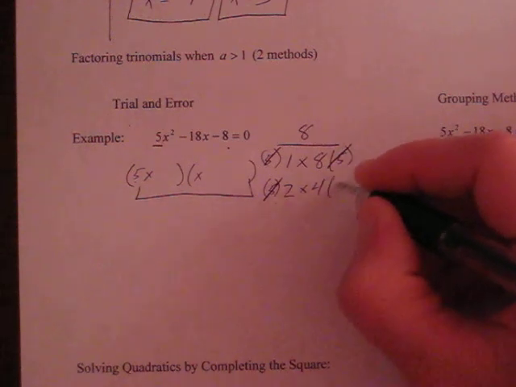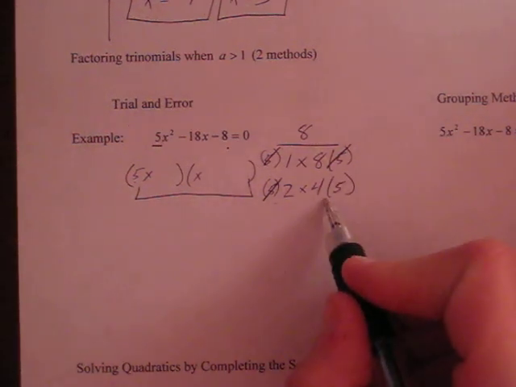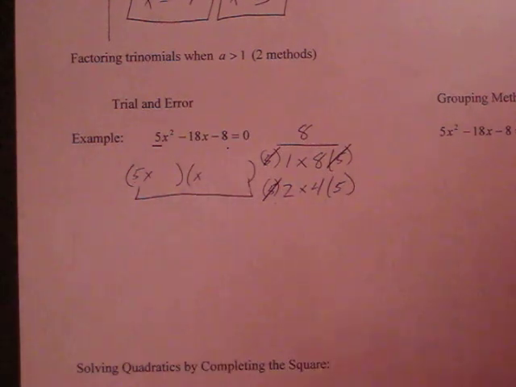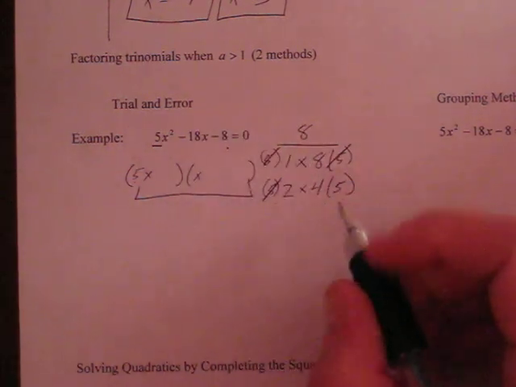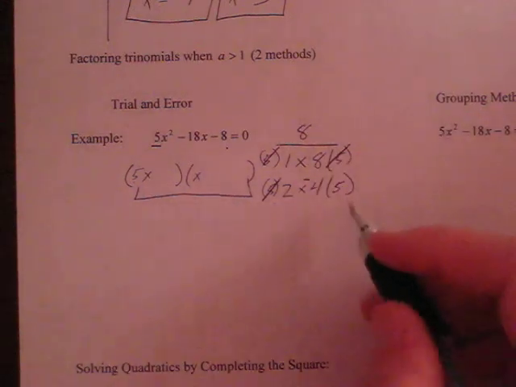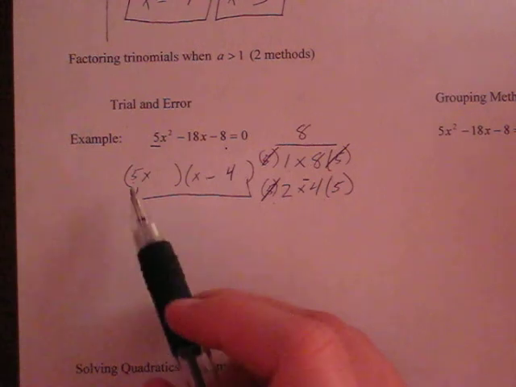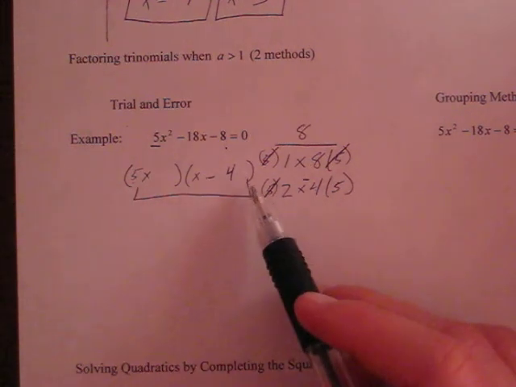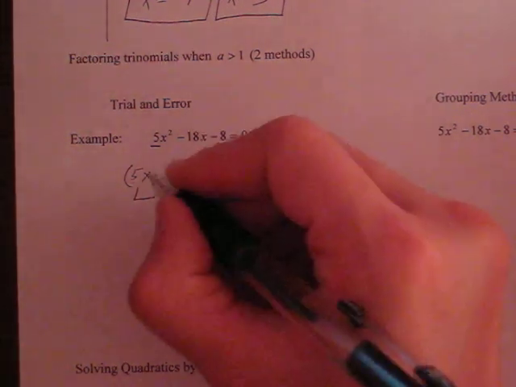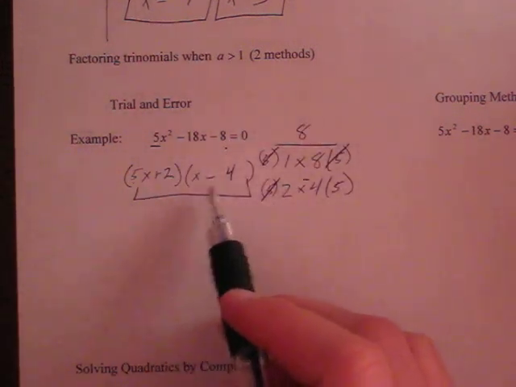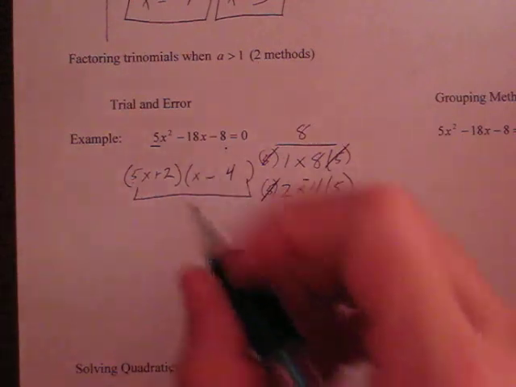But if I do 5 times 4, that's 20, and 20 plus or minus 2, that combines to 18. Now I want negative 18, so I'm going to make this a negative 4 to make that multiply to give me negative 20. So if I have 5 times negative 4, that gives me negative 20, and then I want to add 2 to that. And so 5x plus 2 times x minus 4 is going to be my factor pair.